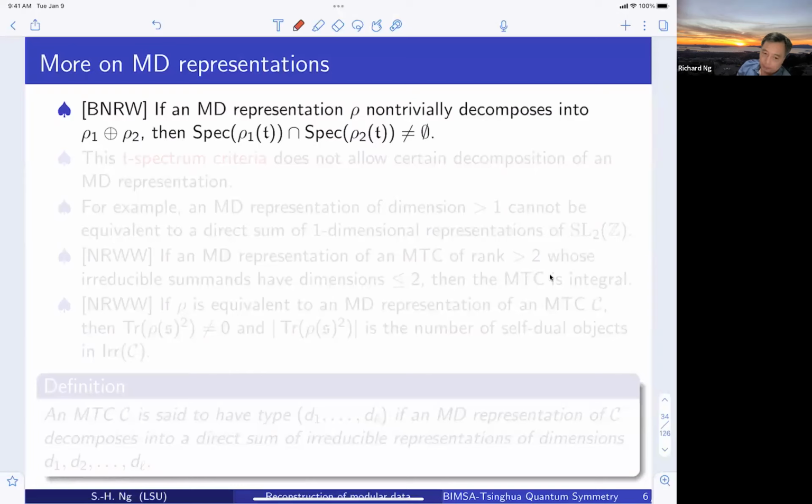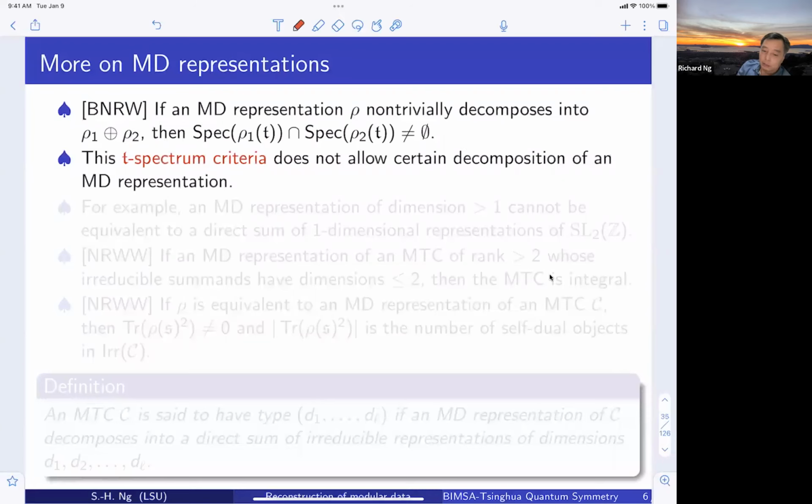So this is a criterion developed in a previous paper by Buddha, me, Eric Rowell and Zhenghan Wang. Basically, if you have an MTC representation and you try to decompose it into a direct sum, then both of them are representations of the modular group, but they could have different levels. Anyway, the T matrix is diagonalizable on both of them, so they have a spectrum. The intersection of these two spectra cannot be empty. So that means if you decompose the MTC representation into three components, they have to satisfy this criterion. So this is actually a very useful criterion. It's not very difficult to prove either. So we call it the T-spectrum criterion.